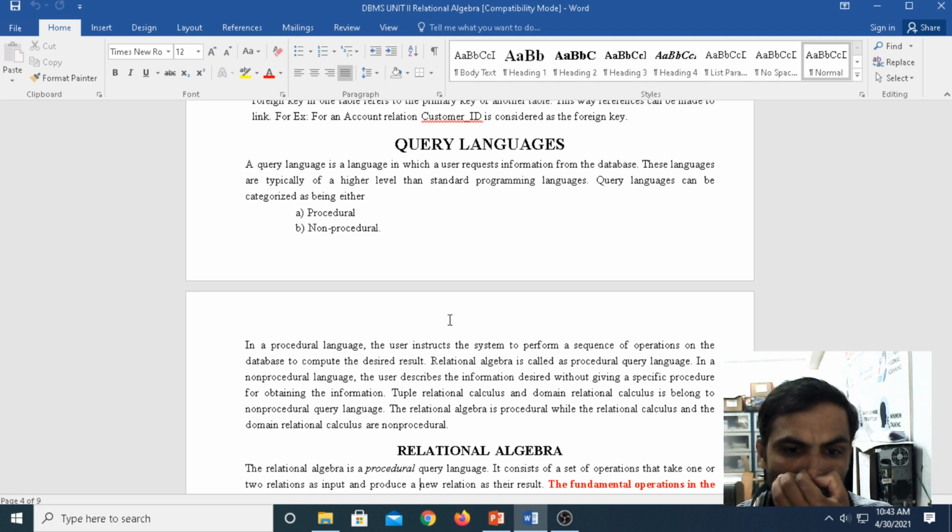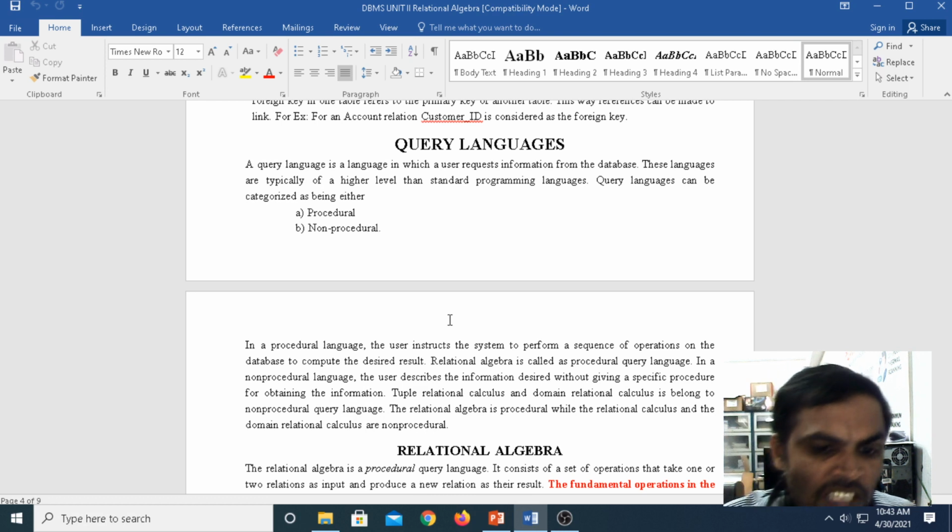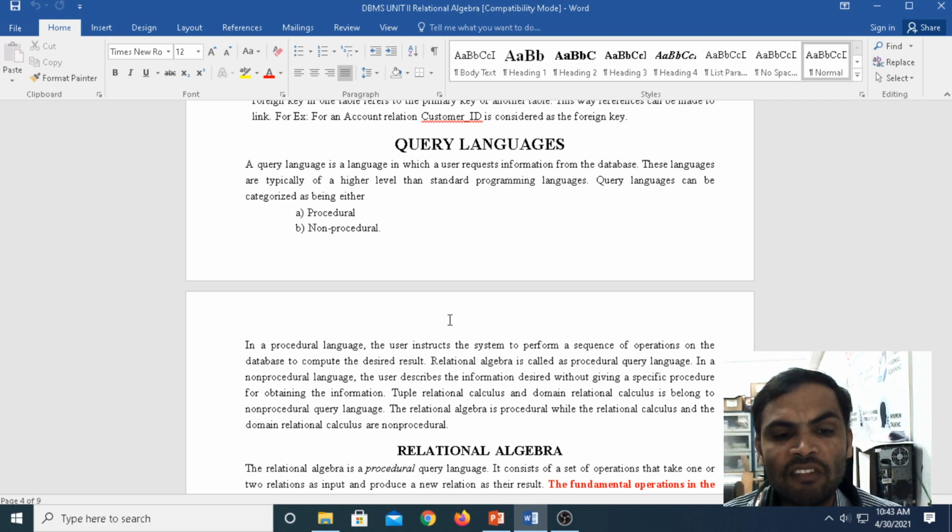Relational algebra is a procedural query language. According to your syllabus, you are learning about relational algebra. The procedural query language performs a sequence of operations. Non-procedural means it will not perform the sequence. The non-procedural language describes the information desired without giving the specific process for obtaining the information.